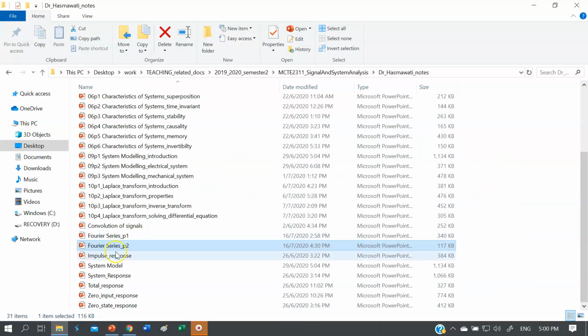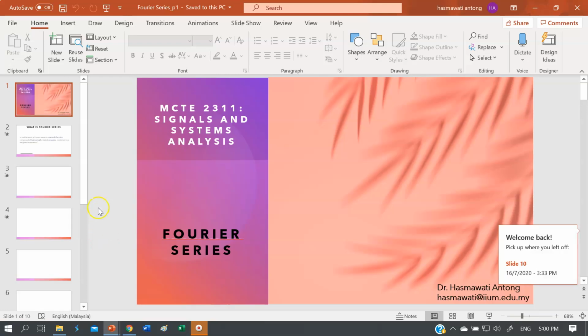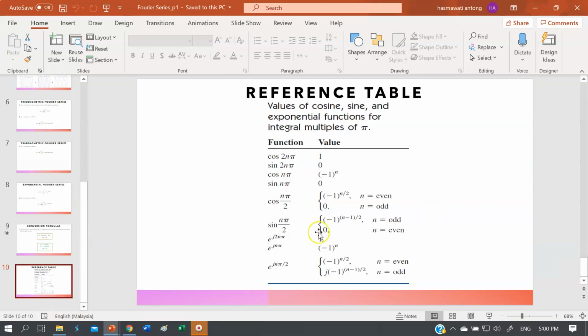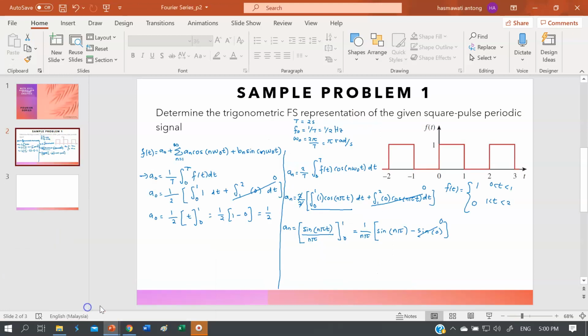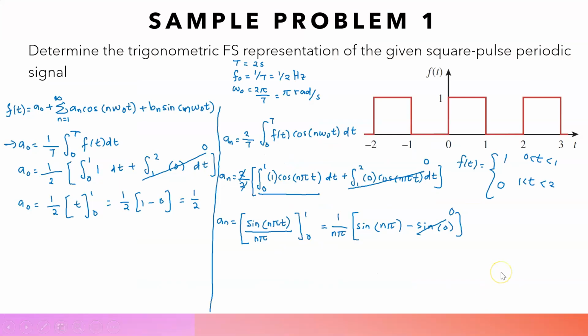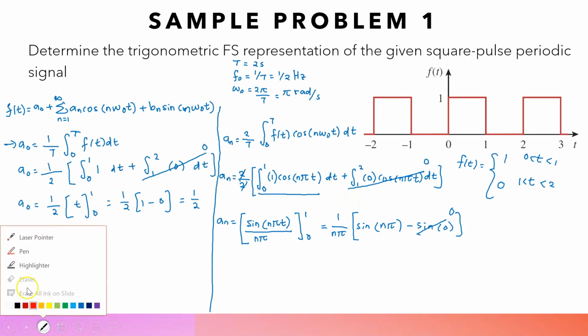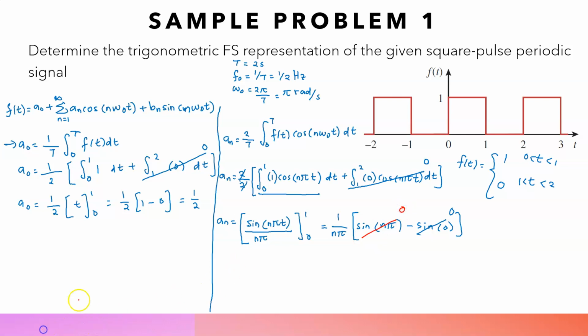Okay, so if I find that table, let me just quickly open my notes. It's this table. So here we have sine n pi, the value is 0. Okay, so if I go back to my slide over here, sine n pi is 0. This is also 0. Okay, so I am left with an equals to 0.